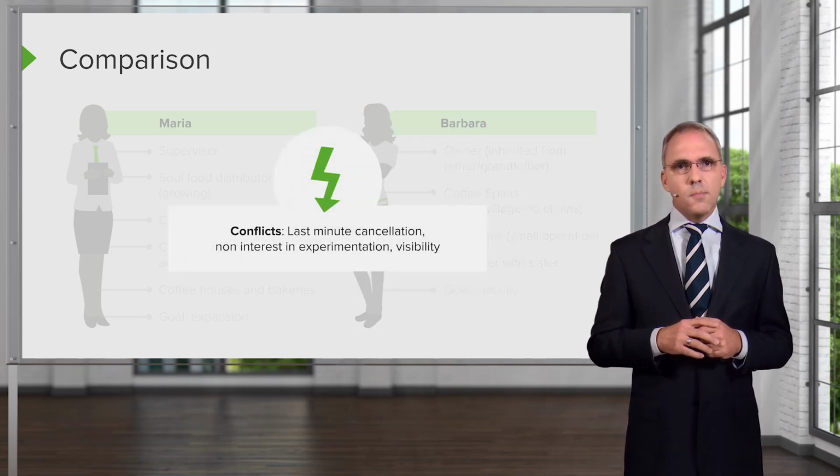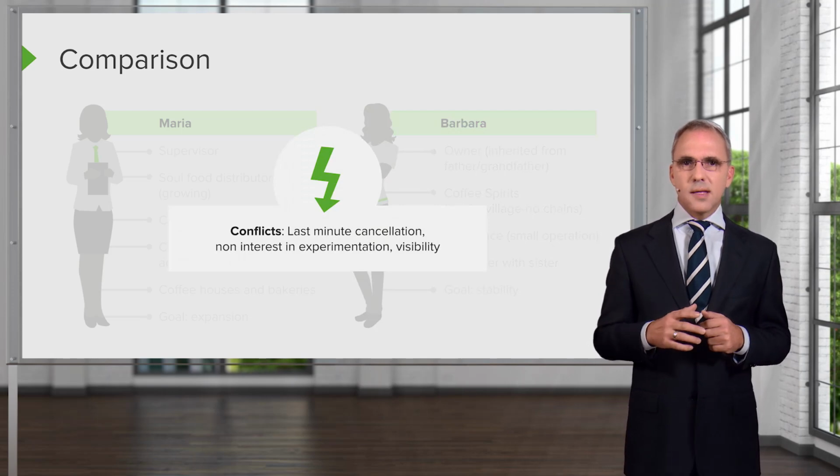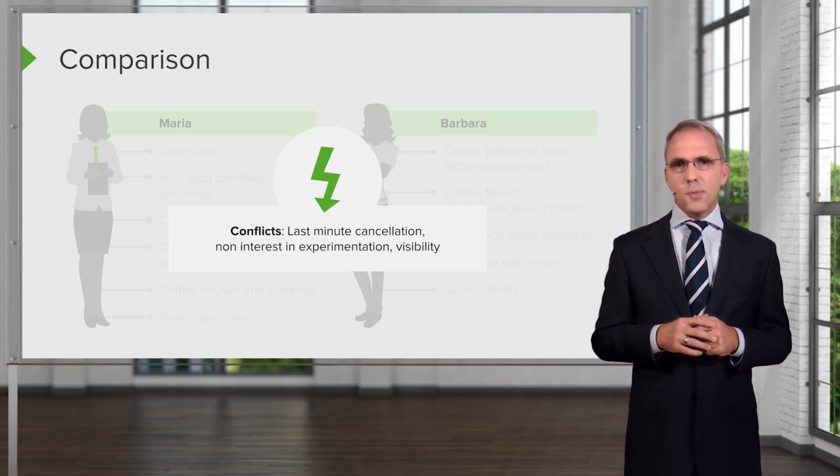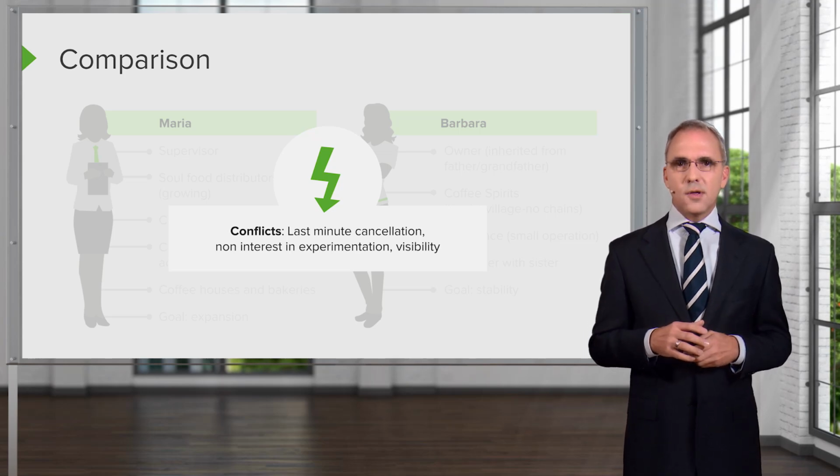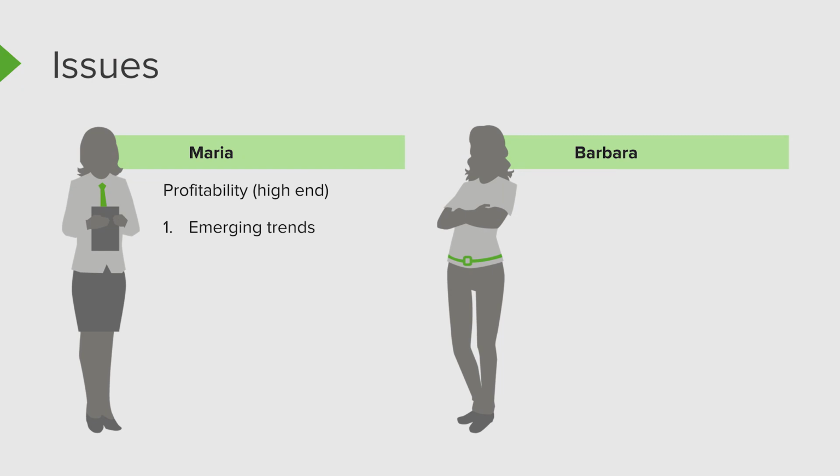Some of the conflicts Maria and Barbara have are last-minute cancellations, how to experiment with new goods, and how to make Soul Food a little more visible in the community. Now, Maria is interested in profitability. She likes high-end products, emerging trends, how to cut the cost. She also enjoys making sure that people have their special orders fulfilled within 72 hours. She has an interest in the reputation of the company. Seasonal products, high-end products and visibility are a way to increase the reputation.